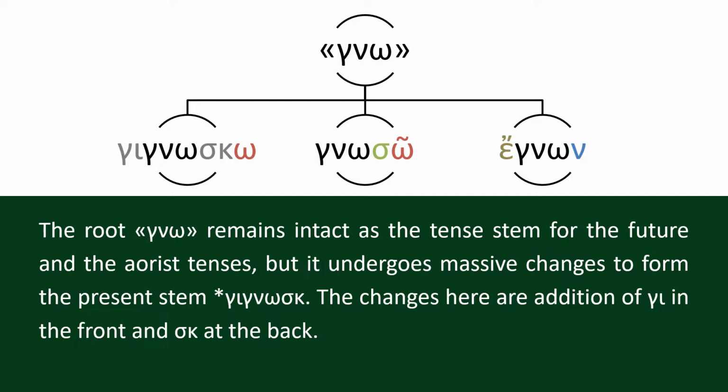Once again, if you had learned the root as gno, it's easy to recognize the future gnoso and the aorist egnon, whereas if you had only learned the present tense dictionary form ginosko, it might be difficult to recognize some of the tenses that are built on the root itself.